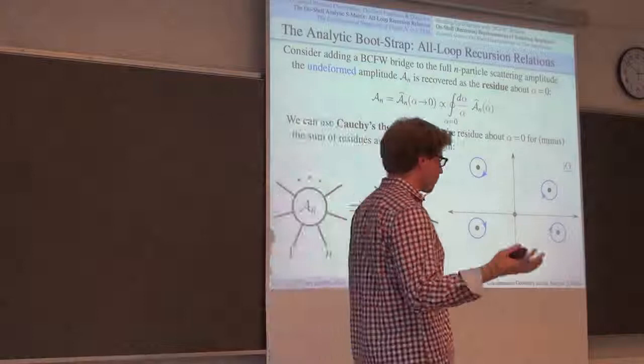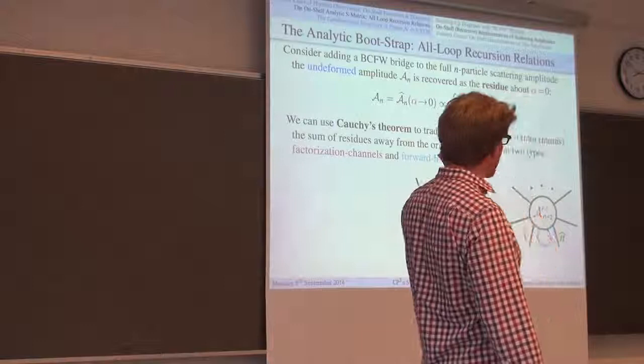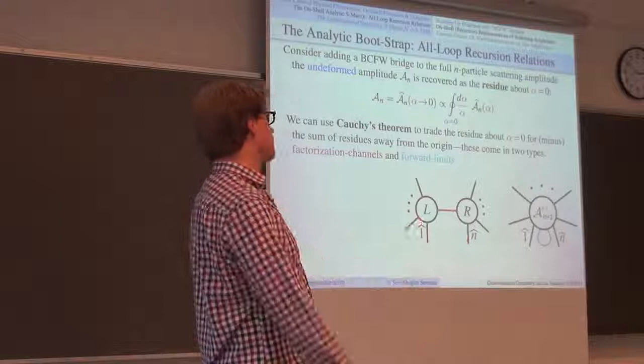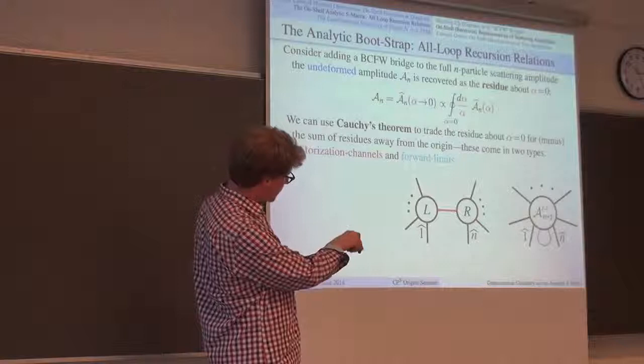And those can come in two types. They're either factorization channels, which means that when you cut the Feynman diagram, it breaks the diagram in two, or there are what I'm going to call forward limits, which is when you cut the Feynman propagator and it doesn't break the diagram in half. Instead, you get a lower-loop diagram, a lower-loop object with two extra particles sewn together. But now, of course, alpha is not equal to zero in these things, and so we have the bridges attached too.